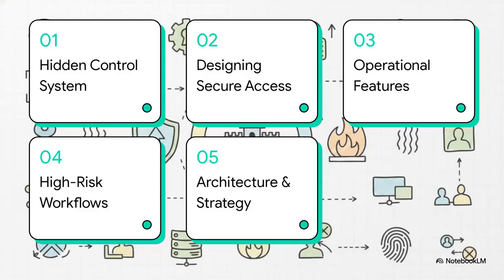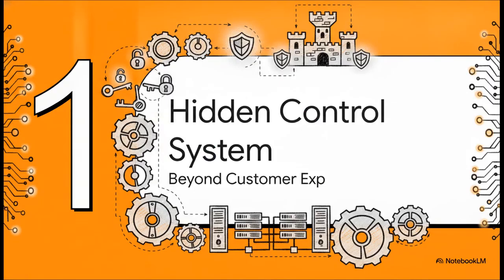Okay, so here's our blueprint for today. First, we'll cover the hidden control system. Second, designing secure access. Third, core operational features. Fourth, managing high-risk workflows. And finally, architecture and strategy. Let's get to it. Starting off with part 1, the hidden control system, beyond the customer experience.